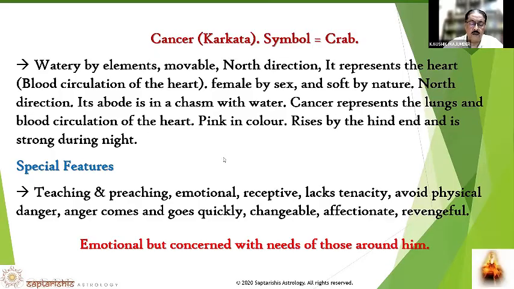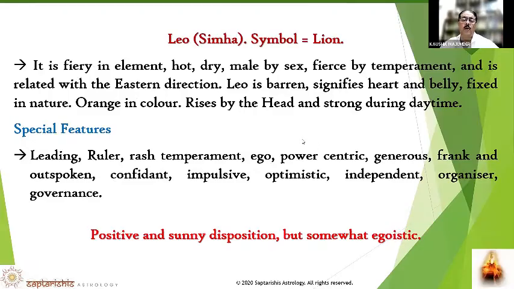So now we will go to Leo. Leo, we call Simha, the symbol is lion. It's fiery in element, hot, dry, male by sex, fierce by temperament, and it is related with the eastern direction. Now, Leo is a barren sign. It signifies heart and belly, fixed in nature, orange in color, rises by the head, and it is strong during daytime.